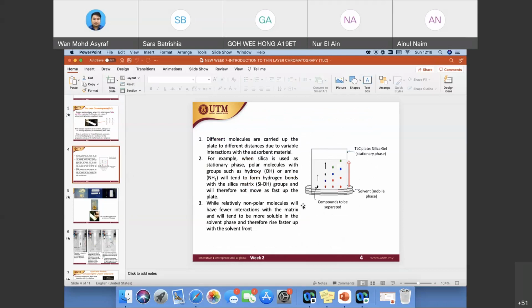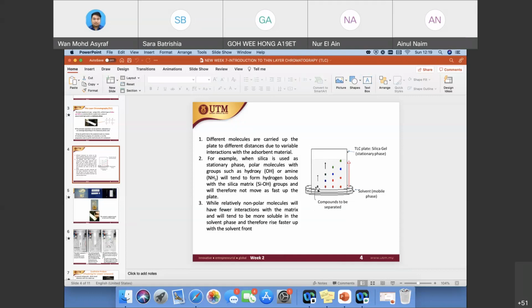It is more or less the same as your experiment just now using the tissue paper and water, because it acts by capillary action. The movement of the solvent upwards is by capillary action. Let's look at it part by part. Different molecules are carried up the plate to different distances due to the variable interaction with the absorbent material.